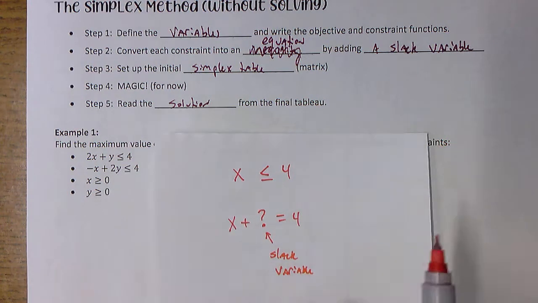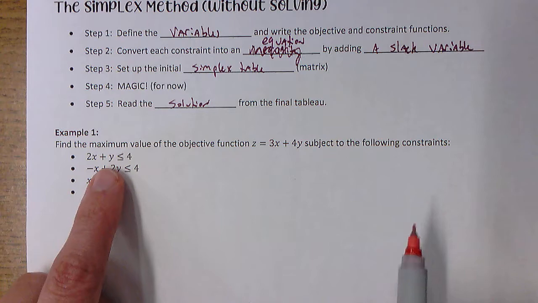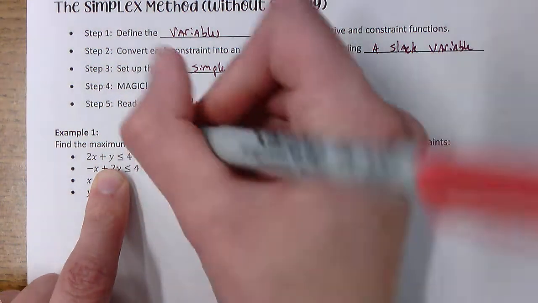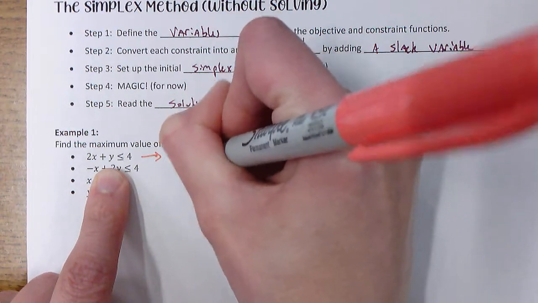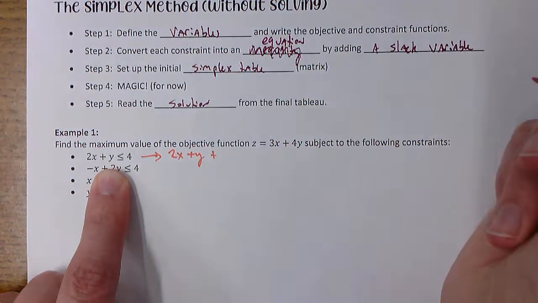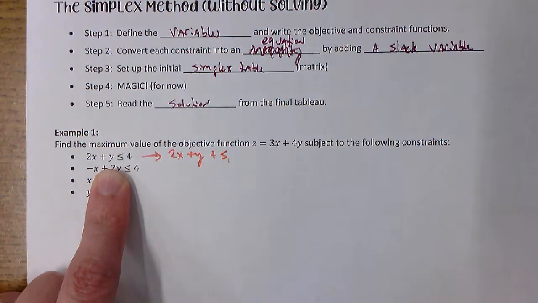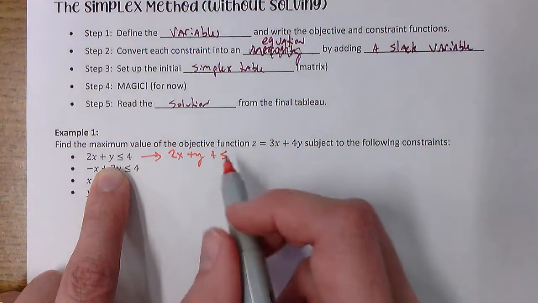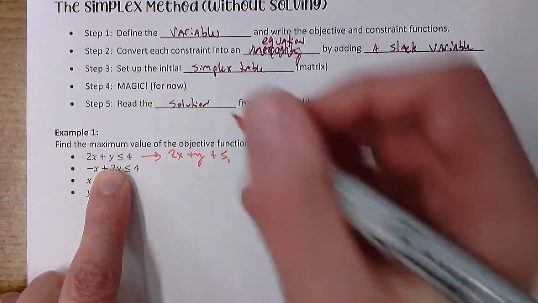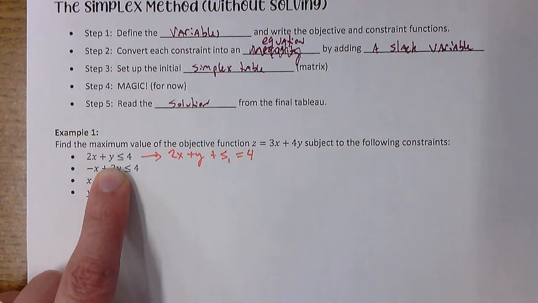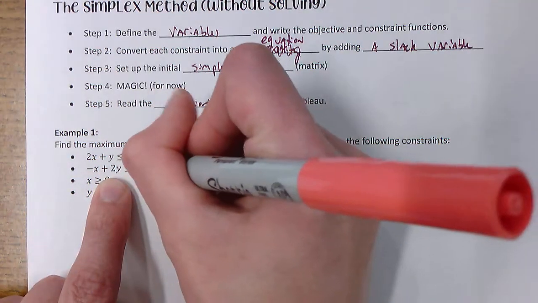This is what we're going to do with these inequalities. I'm going to take this first inequality and rewrite it with a slack variable. So I'm going to have 2x plus y, and I'm going to add in a slack variable. The variable I'm going to use is s sub 1, because we're going to have more than one slack variable. When you add that slack variable, it makes your inequality into an equation. So now it's actually going to equal 4. For the second inequality, we're going to do the same thing.